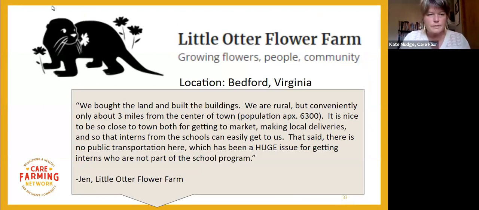So like we're doing in all of these sessions, we're talking to care farmers and we're asking them, how did you acquire your land and facilities? And how has your setting, whether you're in a rural or suburban or urban area, influenced your farm? Jen from Little Otter Flower Farm shared that they bought the land and built the buildings and that they're in a rural area, but only 3 miles from the center of town. And it's nice to be really close to town for a number of reasons, but there's no public transportation. And that really has been a huge issue for getting interns who are not part of the school program.